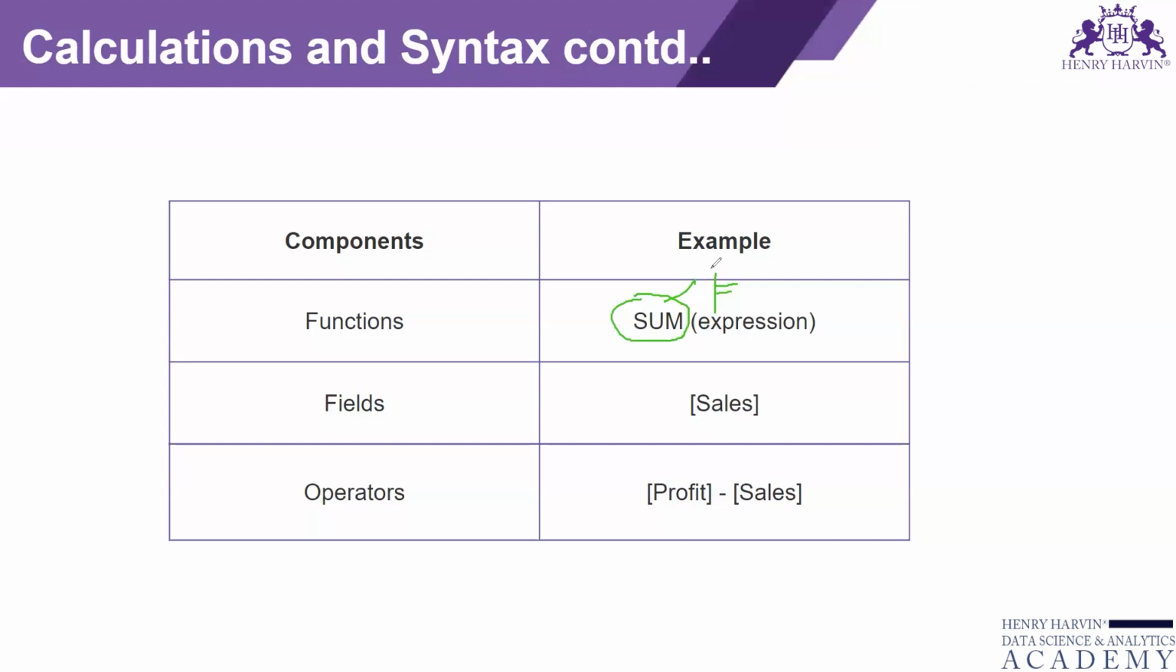Now, the next thing is called fields. What is a field? Basically, a field is a column. A column is called a field. Nothing new here.